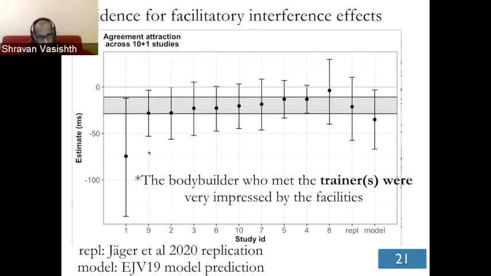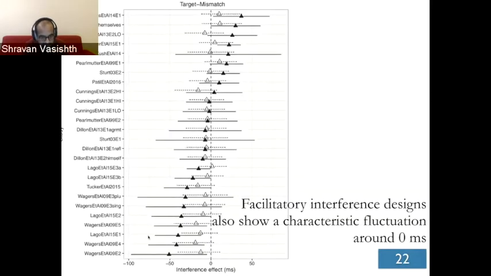If we now look at the totality of the evidence on facilitatory interference effects, it's not just these 10 studies, but there are many more studies. These are all the published reading studies on facilitatory interference effects. Again, we see that bizarre fluctuation around 0. So here's the 0 millisecond line. All these are the effects that the race process would predict. And there's again these unexpected positive sign effects.